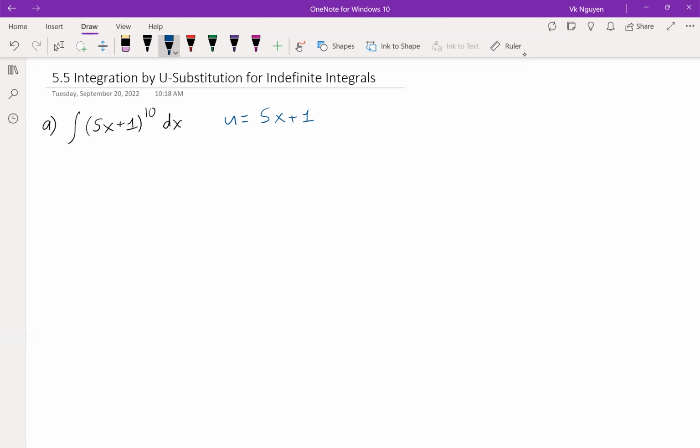Then we can take the derivative of both sides with respect to x. d over dx of u, d over dx of 5x plus 1, and we have du over dx equal 5. du is 5 dx. So dx is 1 over 5 du. Now we have a substitution for the base and dx. Let us call it a u-substitution.